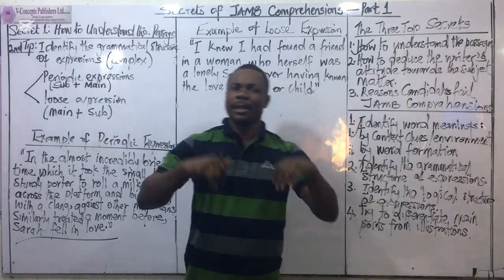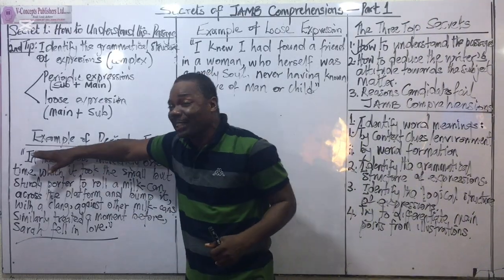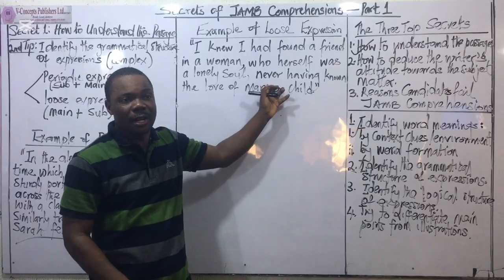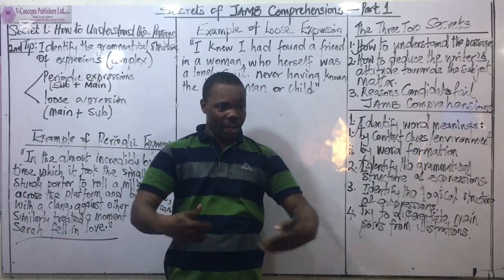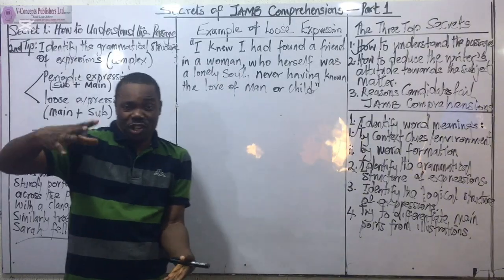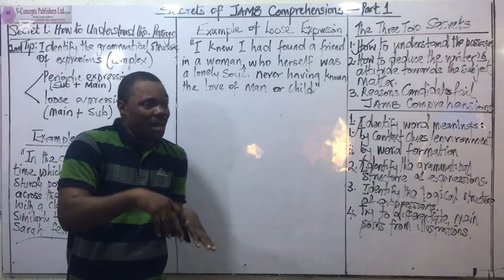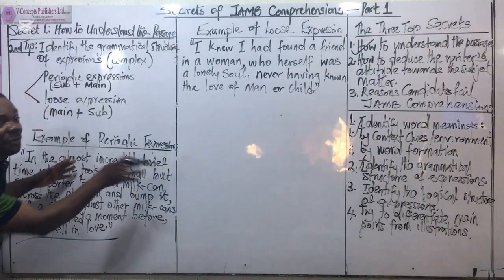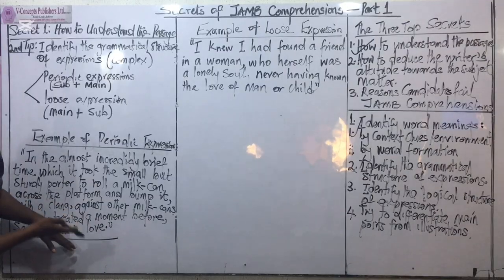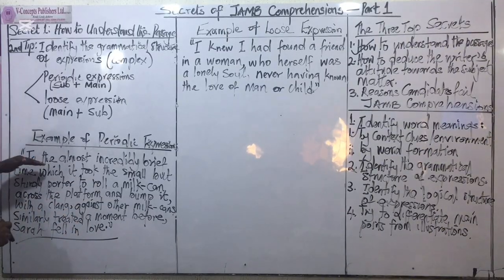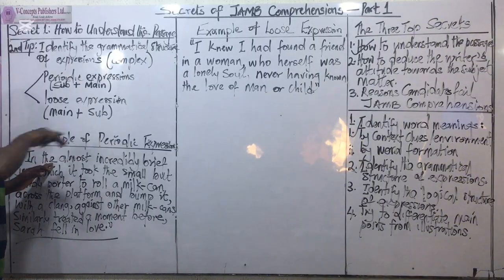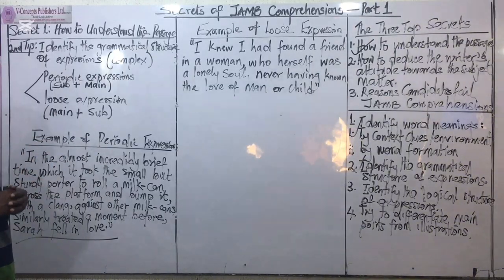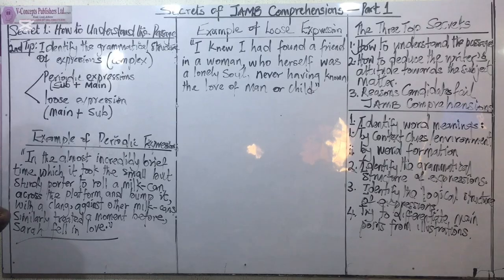In JAMB, expect that you are going to be given periodic expressions and not this type of expressions. You can expect this type of expressions in WAEC, where the main point will be given to you first before the illustration in the sentence. But in JAMB, they are going to say so many irrelevant things and put the main point at the end. If you are not careful, you will think that the main point is about one of the irrelevant elements that is given. Thank you. So that is that about how to understand grammatical structure of sentences.